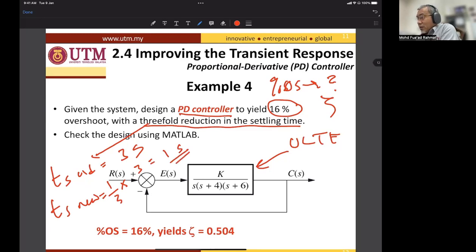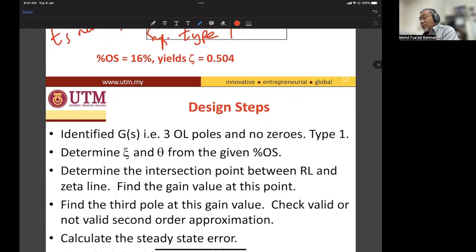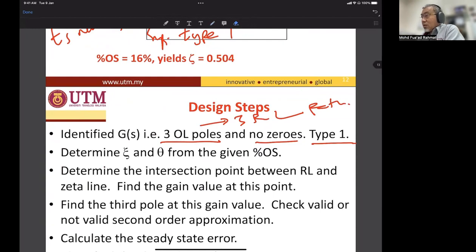Check the design using MATLAB. Now we know that this system, K over S(S+4)(S+6), is type 1. Why type 1? System type 1 because it's S to the power of 1, one pole at the origin. So we identified we have 3 open loop poles, meaning that we have 3 root locus paths and no zeros. Type 1, as I told you before. Determine zeta and theta.